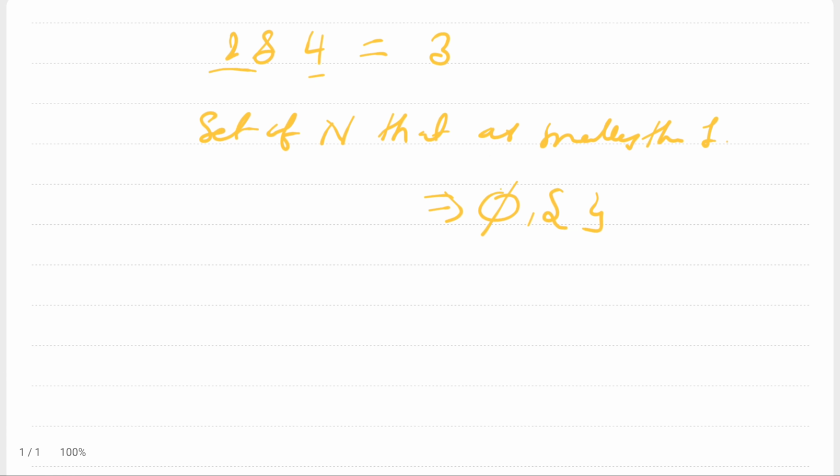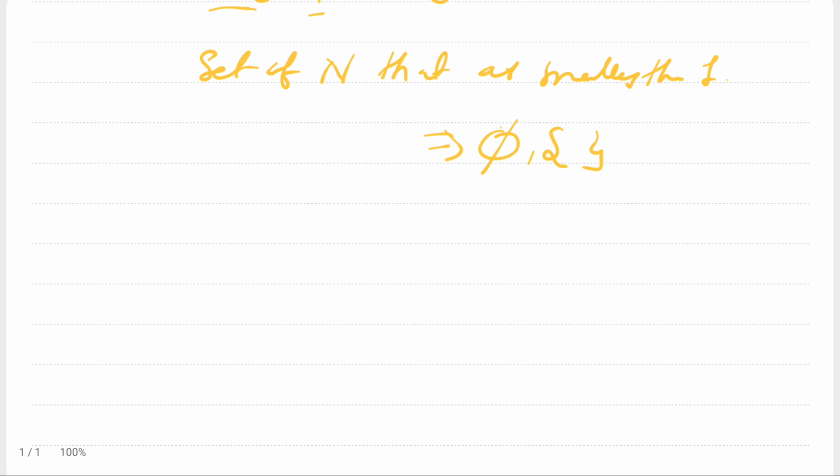Like that, if I ask you a second question: the set of odd numbers that leave remainder 0 when divisible by 2. The set of odd numbers is 1, 3, 5, 7, 9 and 11. If you divide these numbers by 2, will they leave the remainder 0?